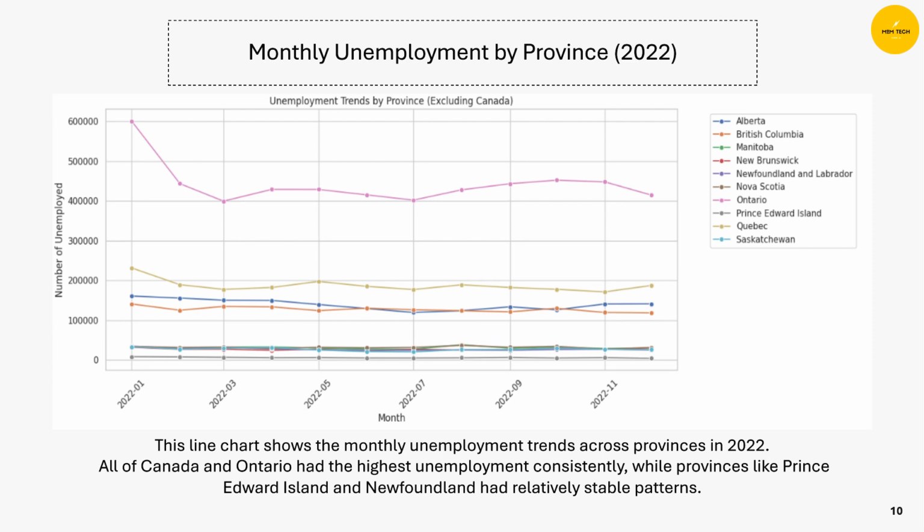As you can see, Ontario had the highest average unemployment, while Prince Edward Island had the lowest. The visualization highlights the relatively unstable patterns here. So we can see how the unemployment rate affected each province.